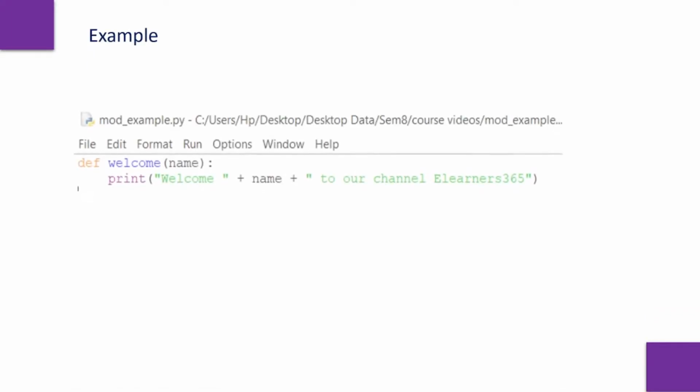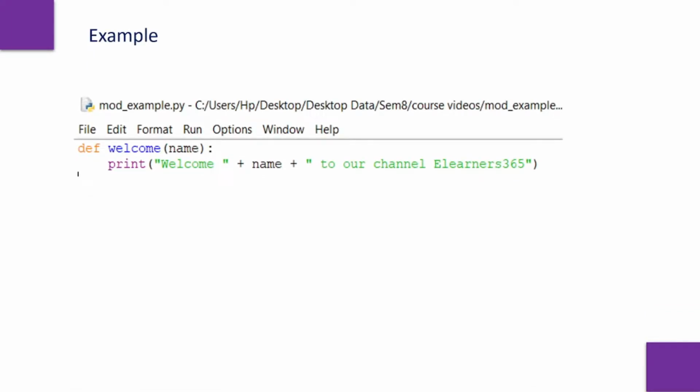So here I have an example. I have my Python file named module example, in which I have written a function named welcome, taking the parameter name, which prints welcome and takes the name to our channel eLearners 365. As I said, my Python file name will be equal to my module name.